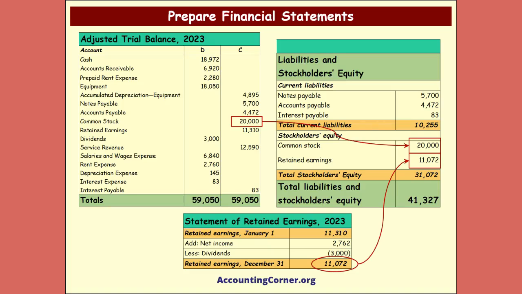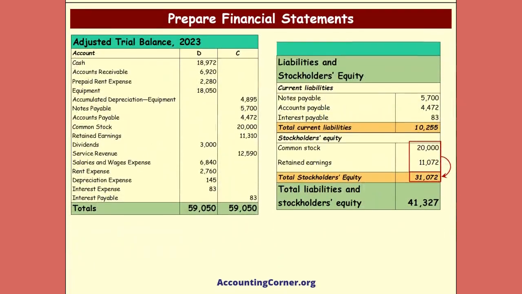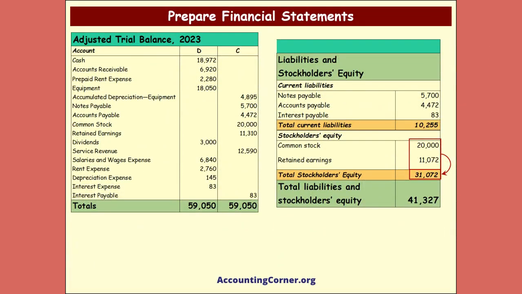From the adjusted trial balance, we take relevant data, which is common stock and retained earnings. The closing balance comes from the statement of retained earnings, which was prepared earlier. We put these items under the equity part in the balance sheet. The sum of these items will give us the total value of stockholders' equity.